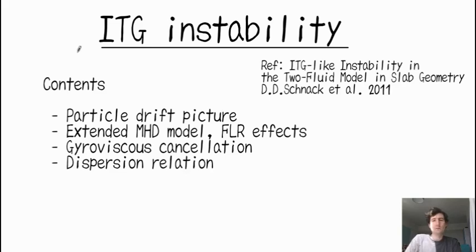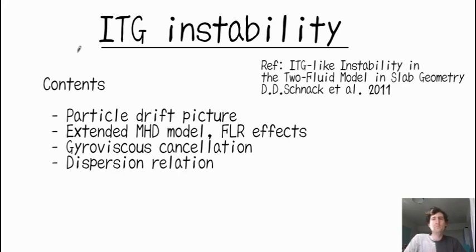Usually it's modelled with gyrokinetics or gyrofluid models, but it can also be captured in some way by extended fluid models. And so here I'll first discuss a simple picture of what the instability looks like, and then I'll show the equations you need to capture it, discuss a bit some of the important features of this. So one particularly important topic is the gyroviscous cancellation, and this appears in many extended fluid or MHD models.